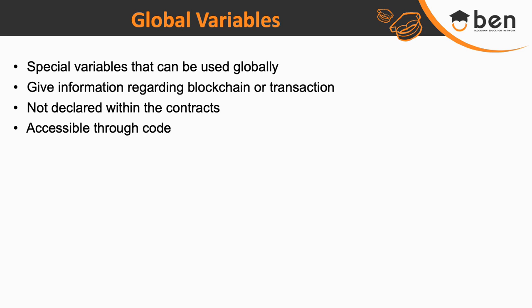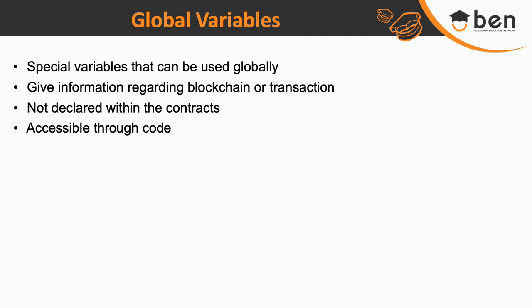And why are they used? They are used for getting crucial information regarding our blockchain or regarding a transaction or messages. For example, if you want to know the current block number at which this contract has been deployed, or the address of the originator of the transaction, or the exact timestamp when this contract was deployed, all this information is made available to us by the Solidity language through these global variables. So you need to be aware of the types of global variables available to you, and you can use them to your advantage while writing the code.